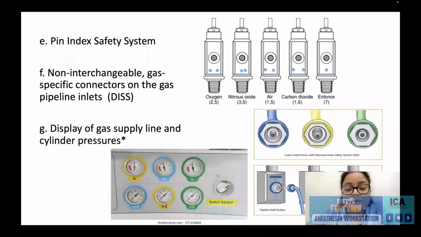Then one of the new criteria which have been put forward is the display of the gas supply line and the cylinder pressure on the anesthesia workstation. This pressure display must be visible from the front of the machine, either continuously or on demand. A few machines have this kind of gauges, as seen in this picture, to display the pressure, while others can display it electronically on the monitor screen.